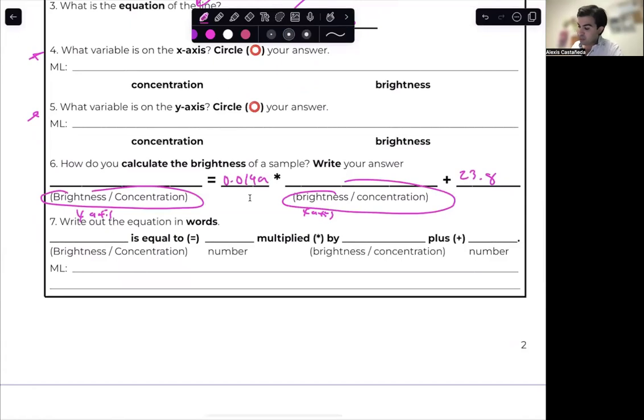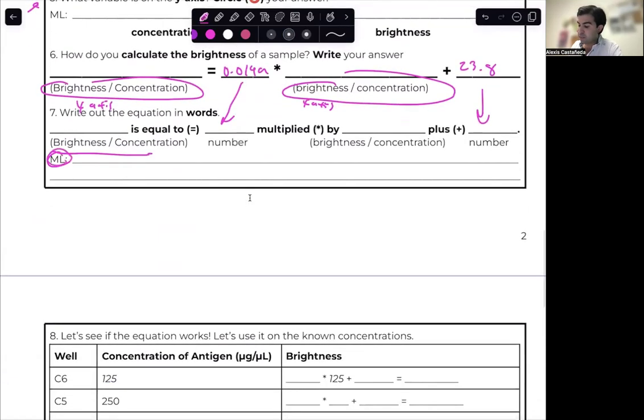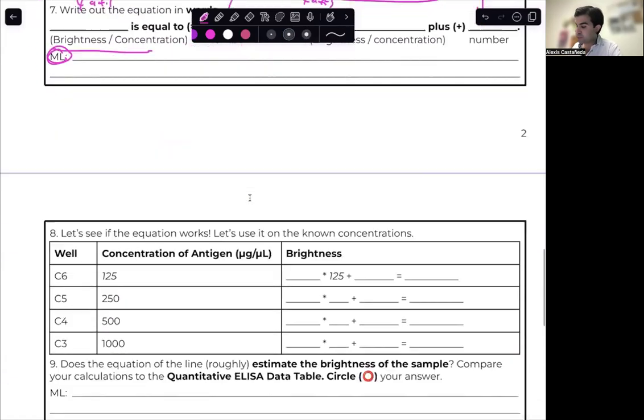So this equation here is the same as saying, right, brightness or concentration. Again, you're going to pick which one is on the y-axis, is equal to the number multiplied by the brightness or concentration plus the number 23.8, right? So these numbers are going to be the same. And again, you can write in your home language if you want to.